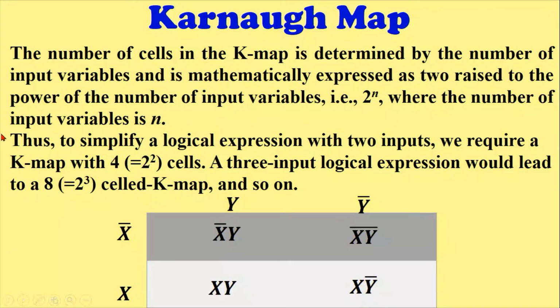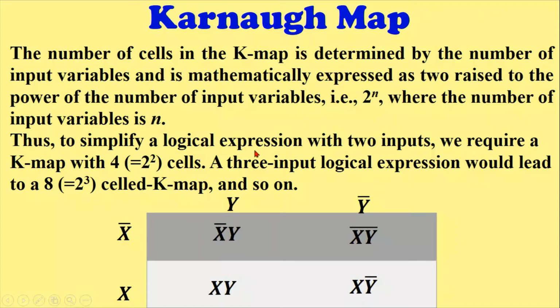Karnaugh map. Furthermore, the number of cells in the K-map is determined by the number of input variables and is mathematically expressed as 2 raised to the power n, where n is the number of input variables. It means that in a given Boolean expression, the number of variables decides the number of cells or number of squares in the Karnaugh map. And there is a formula.